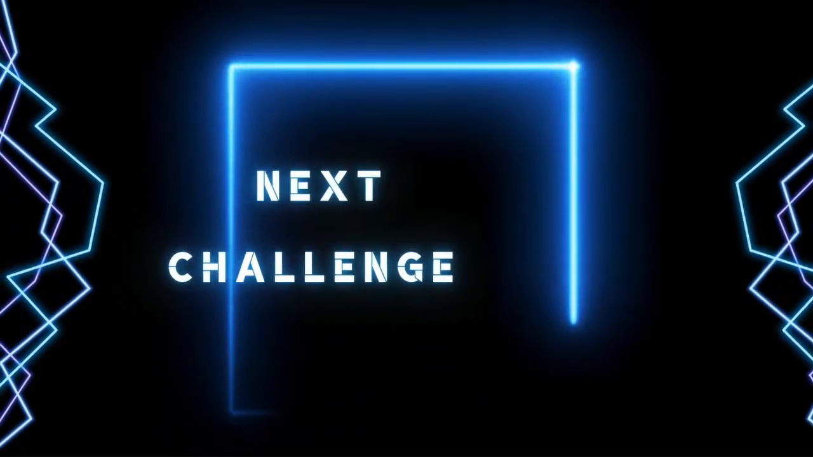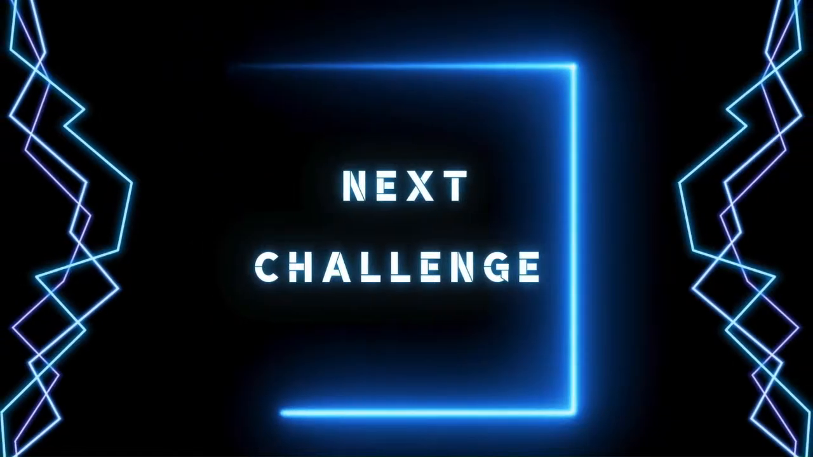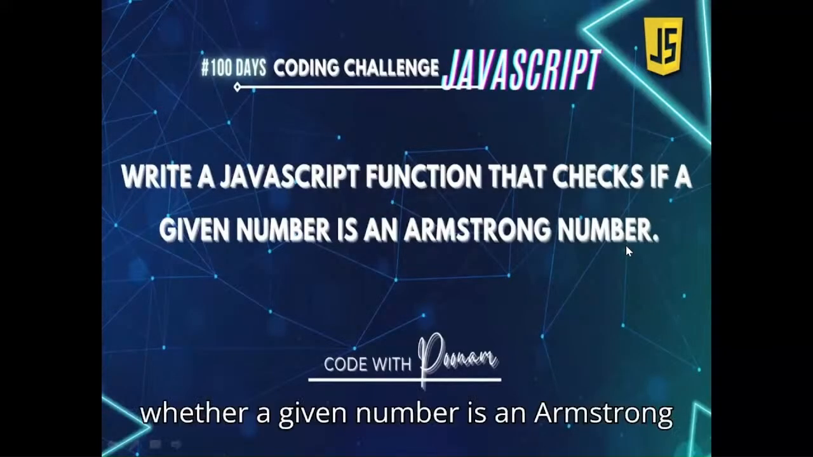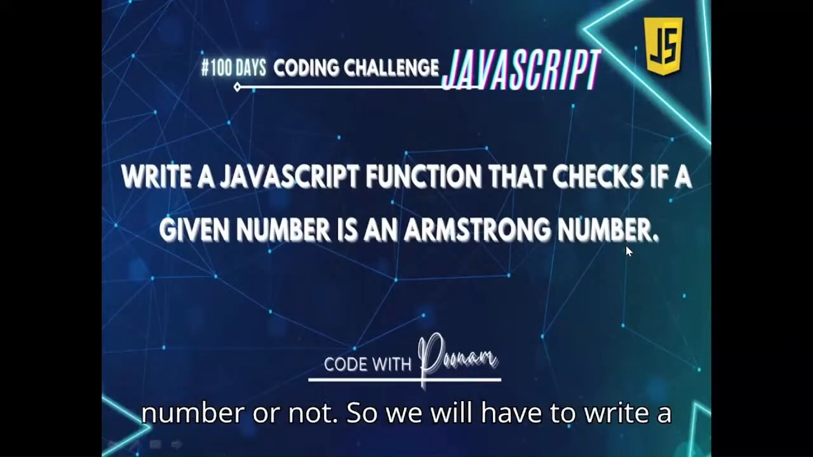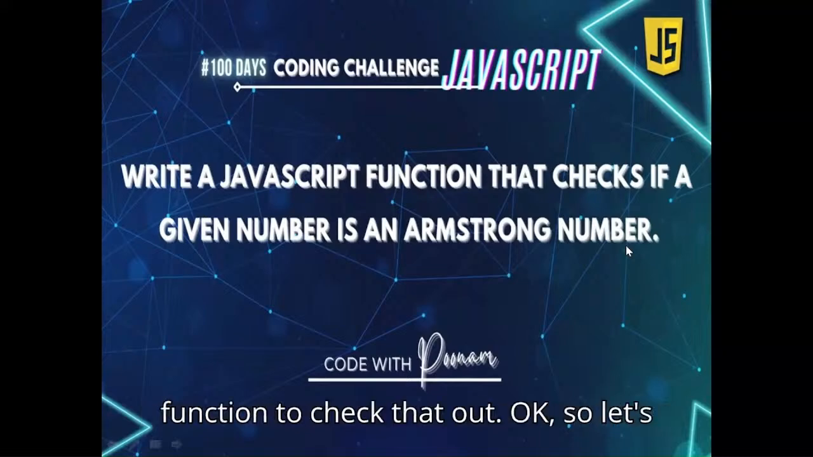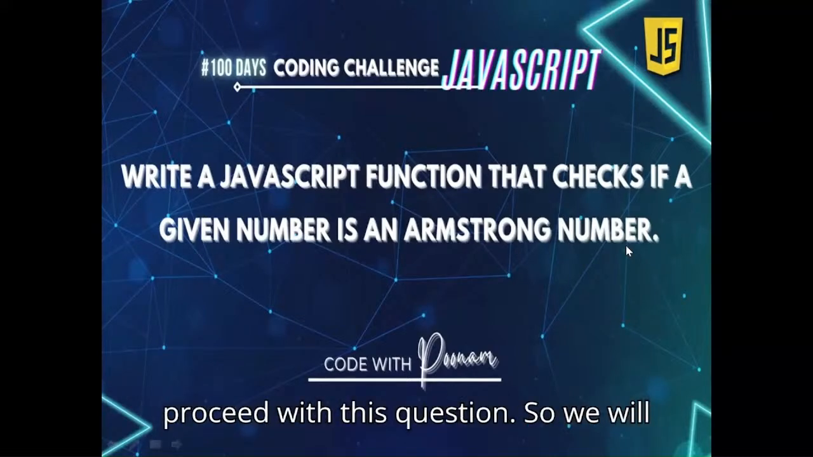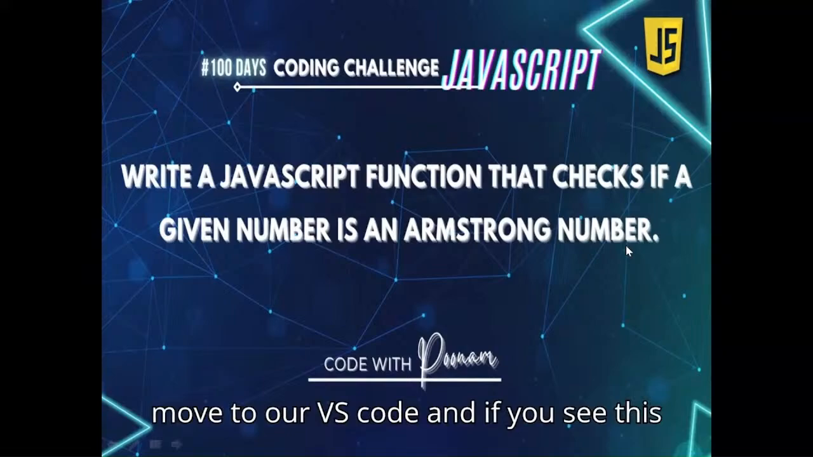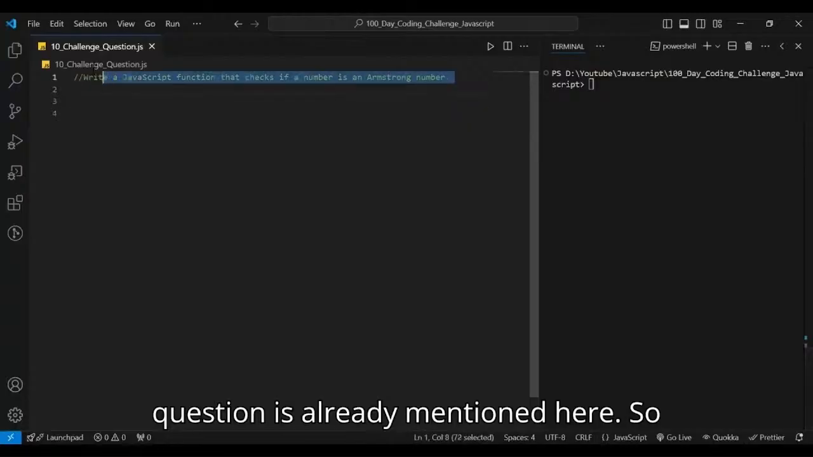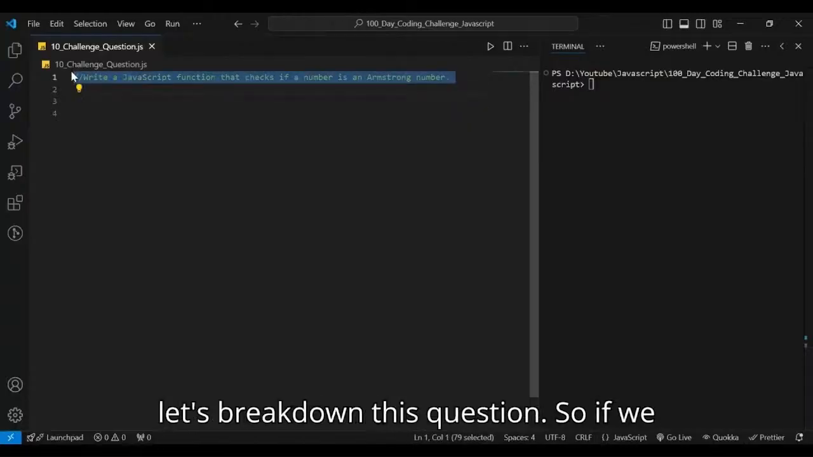Let's move to our next challenge, and this challenge is to check whether a given number is an Armstrong number or not. So we will have to write a function to check that out. Okay. So let's proceed with this question. We will move to our VS Code, and if you see, this question is already mentioned here. So let's break down this question.